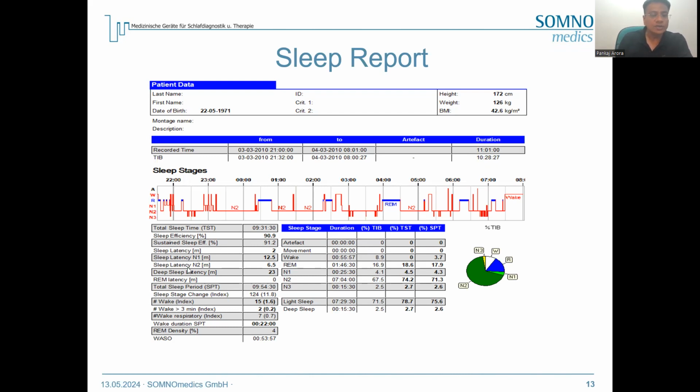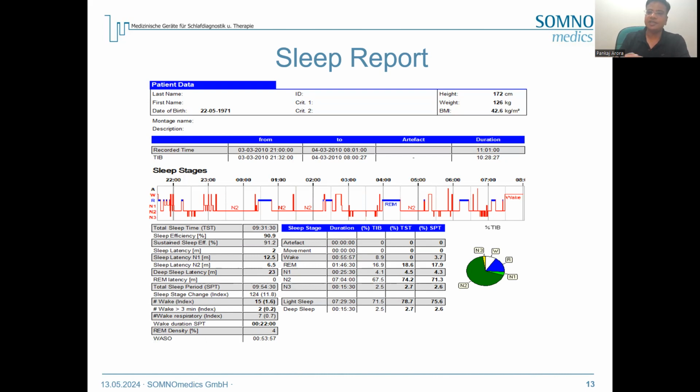I hope it's clear. So it is also giving you sleep latency, how much time it took from lights off to the sleep onset, which is less in this case, 12.5 minutes. I told you it is generally 15 to 20 minutes. In this case, it's showing you 12 minutes. And similarly, it will show you when the patient went to REM latency, and then our interest is also in the WASO, that is wake after sleep onset.